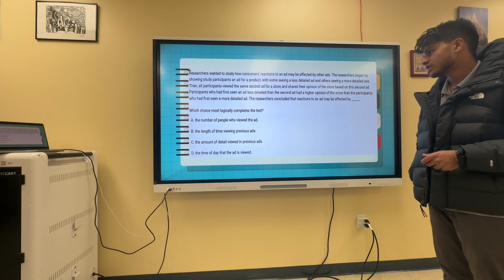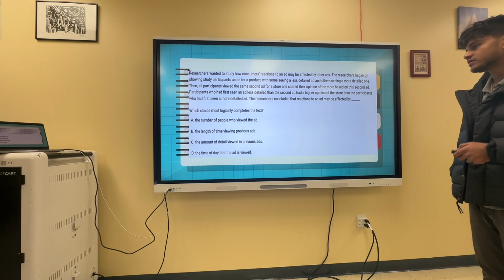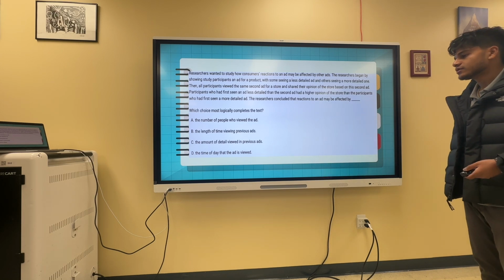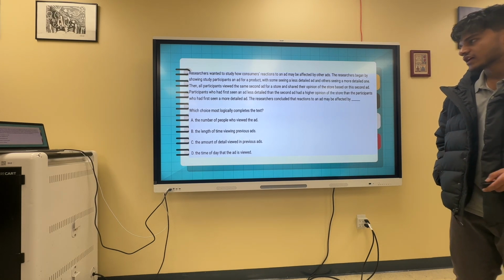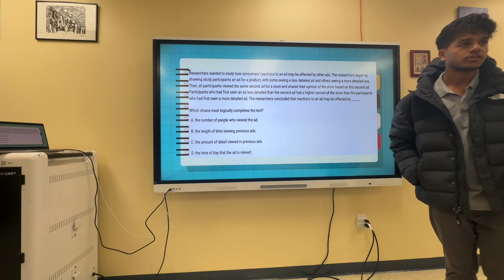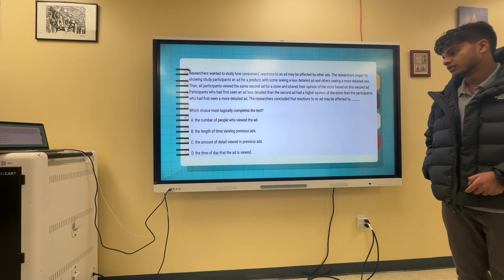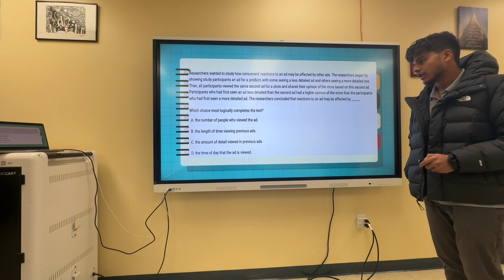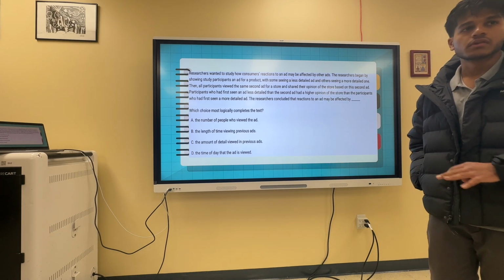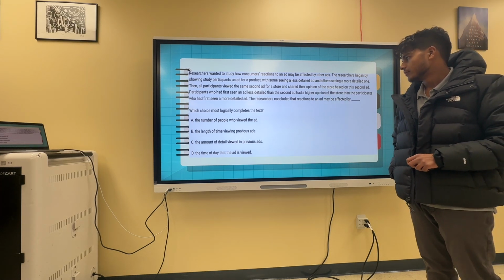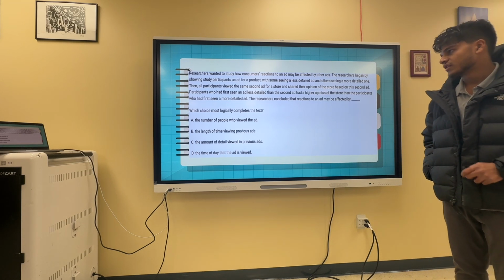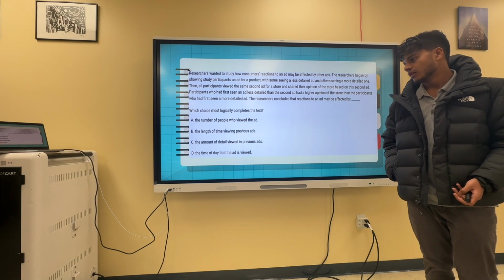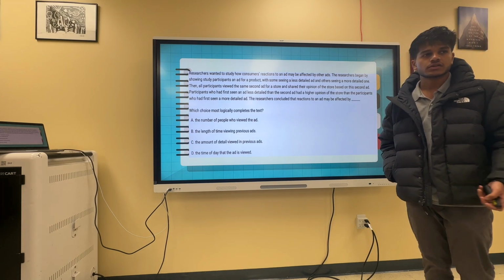So people who had first seen an ad less detailed than the second ad had a higher opinion of the store than the participants who had first seen a more detailed ad. So again, it's just going over detail, and that's the key word in this question. So my apologies. C is correct. And the amount of detail viewed in previous ads is the right answer because the length of time is completely irrelevant to this question. It might seem really tempting that the amount of detail you see correlates to time. That's probably why you picked B. That's completely fine though. This is just a way that the SAT tricks you.